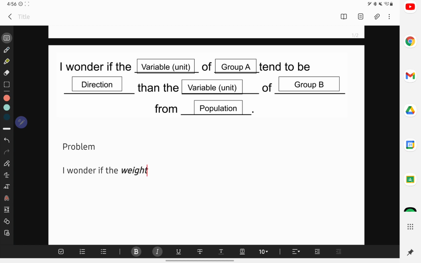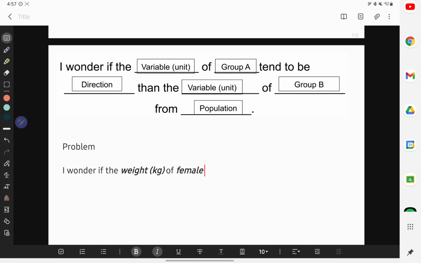I'll make it bold just so that we can see the parts that I'm filling in. And of course it says in the bracket, unit. And if you looked at the data that we had, it was in kilograms. So I'm going to say kilograms of group A. And let's have a look at group A. What was group A?